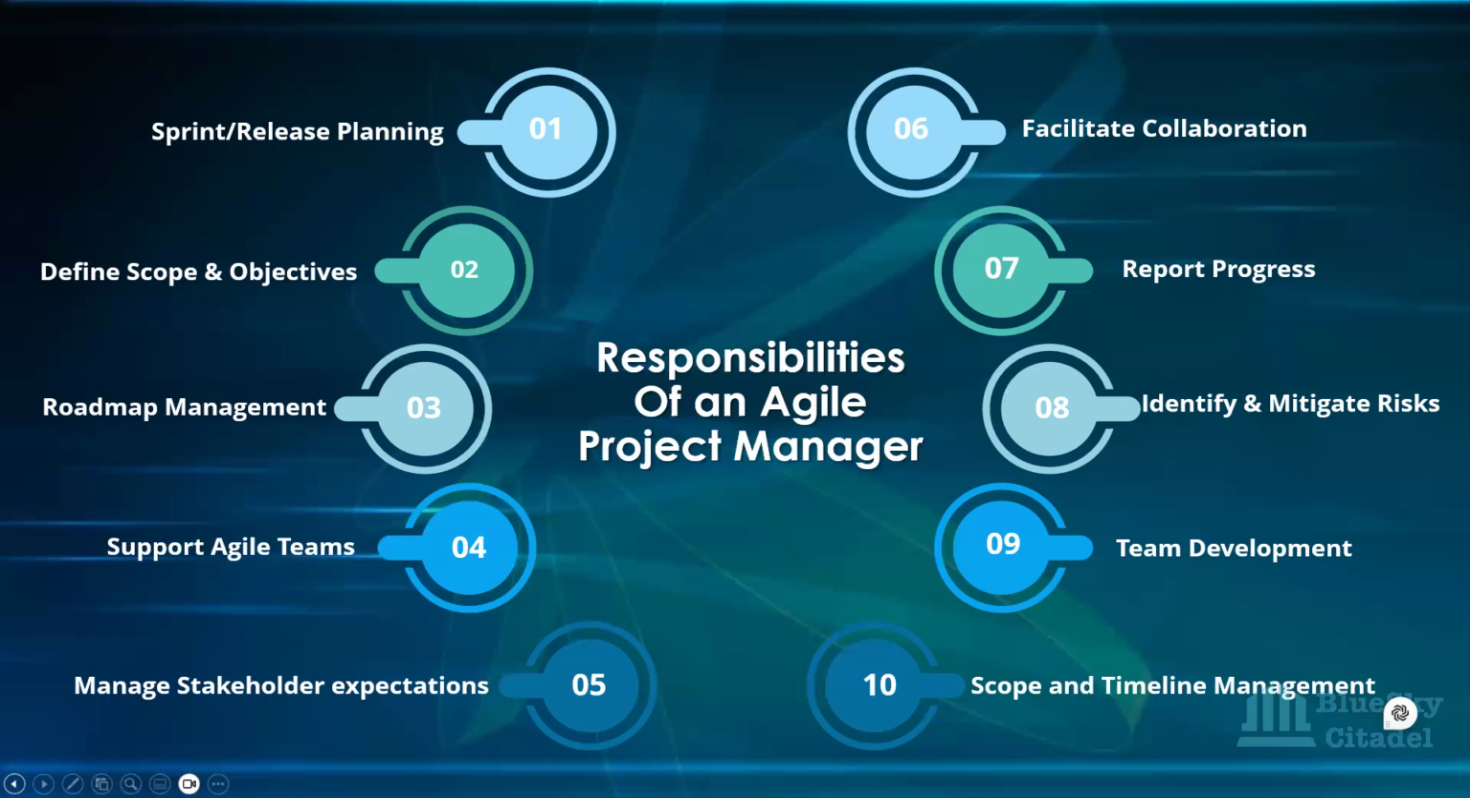And lastly, you are responsible for scope and timeline management. You want to help manage changes in scope or priorities, but at the same time, you want to make sure that you're keeping the team focused on the deliverables and the most important and valuable features. Because everybody might have a different priority, but as the APM, you want to remind the team of what is the most valuable feature and what needs to be focused on within that particular time frame.